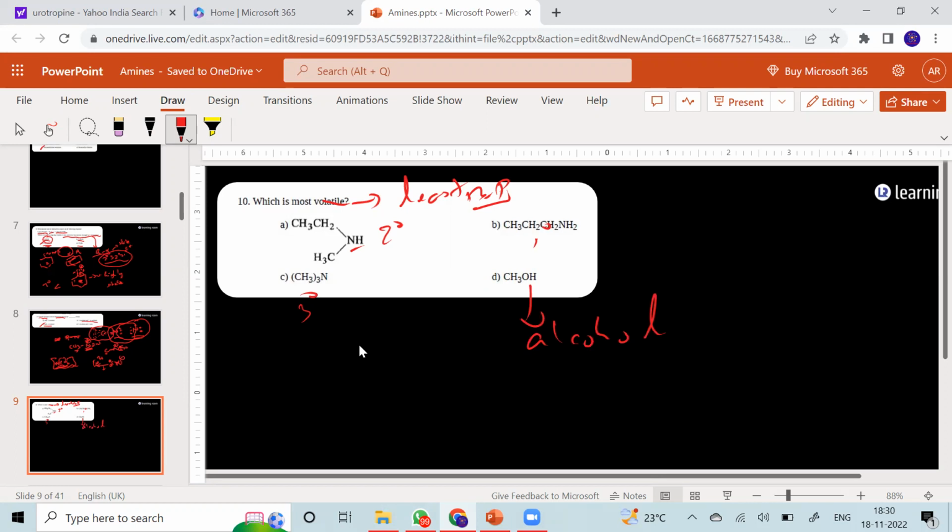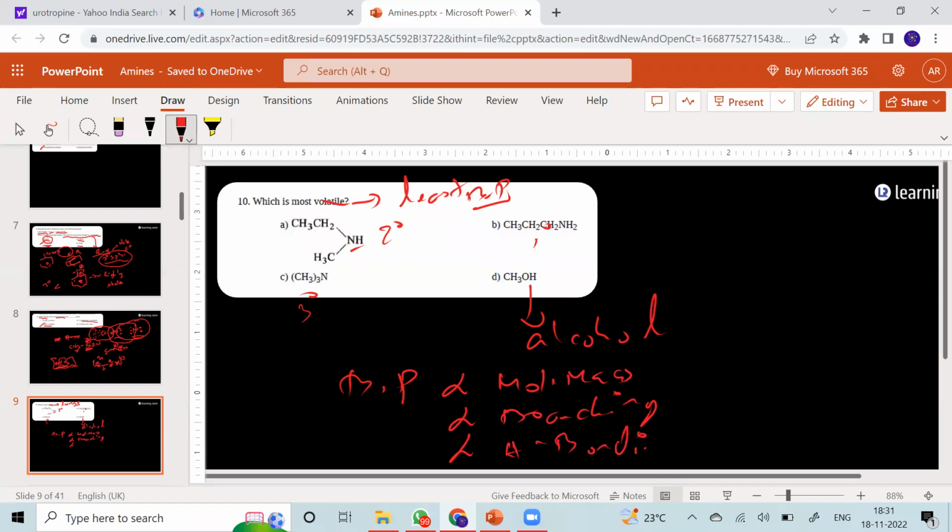Now, how do you choose this? I think you know this. For the boiling point, you have 3 criteria to look at. One is the molar mass: more and more molar mass means a higher boiling point. Second is the branching. And third and most important is hydrogen bonding. If you have hydrogen bonding, these 2 don't even matter. This is going to be the deciding factor.